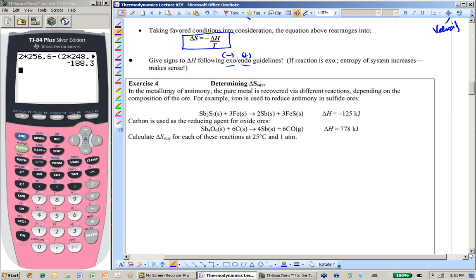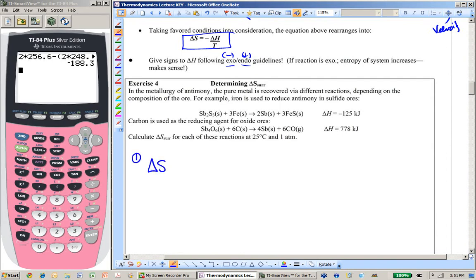So, for example, iron is used to reduce antimony in sulfide ores. So carbon is used as the reducing agent for oxide ores, and we want to calculate the delta S surrounding for each of these reactions at 25 degrees Celsius and 1 atmosphere. So we'll do number 1 first.